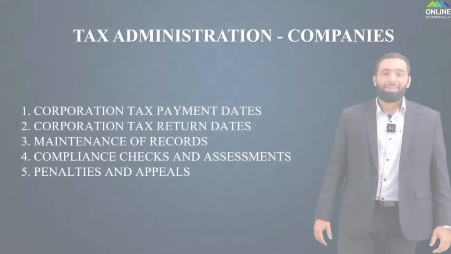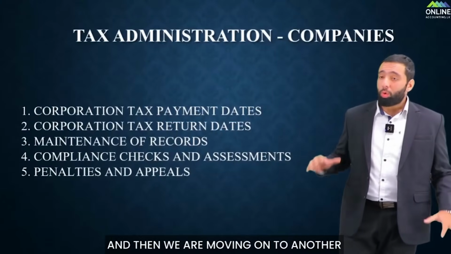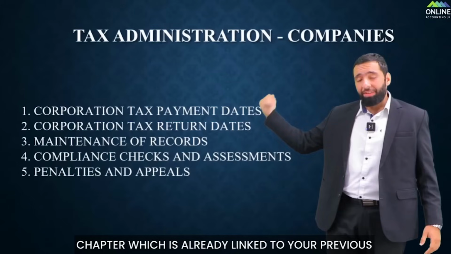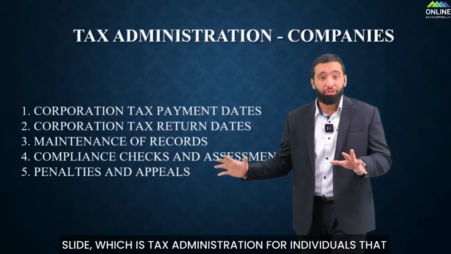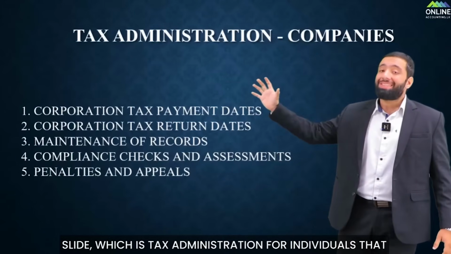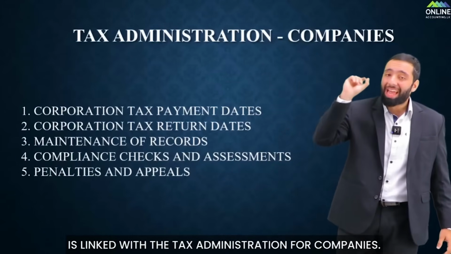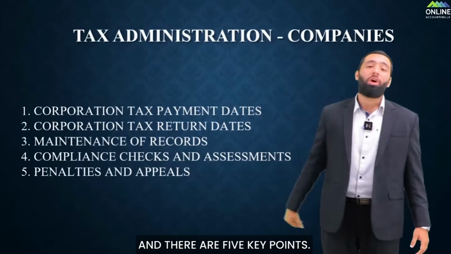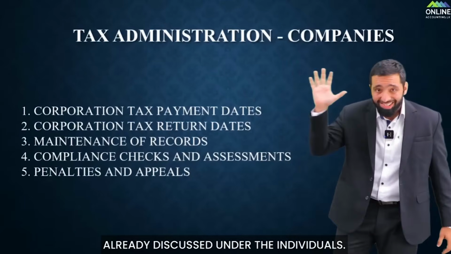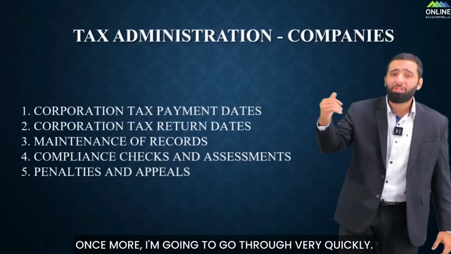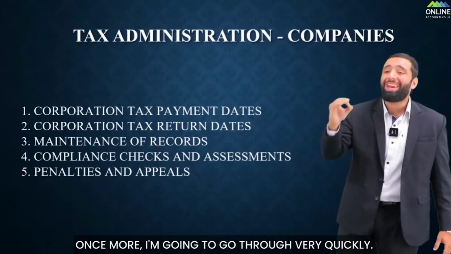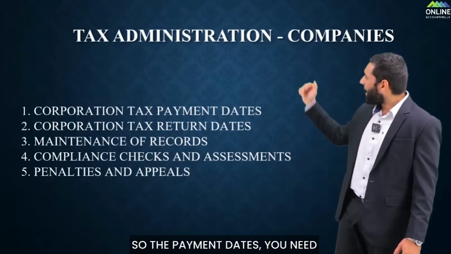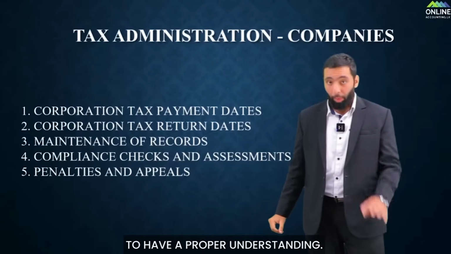And then we are moving on to another chapter which is already linked to your previous slide, which is tax administration for individuals. That is linked with the tax administration for companies, and there are 5 key points. These key points we have already discussed under the individuals. Once more, I'm going to go through very quickly. Number 1, corporation tax payment dates. So the payment dates, you need to have a proper understanding.